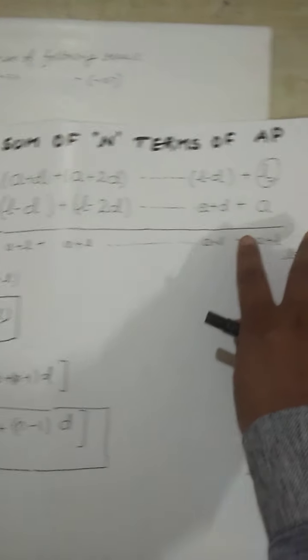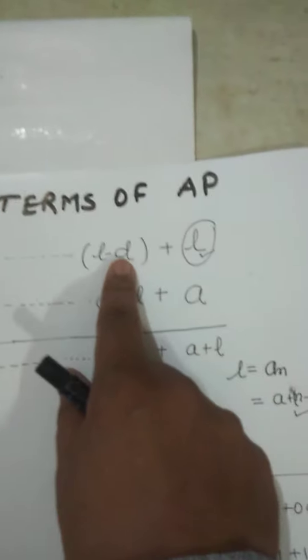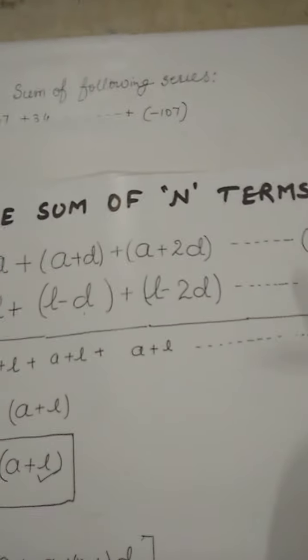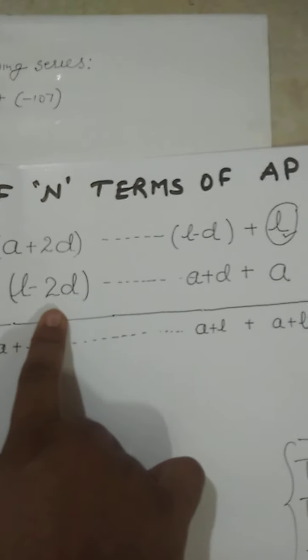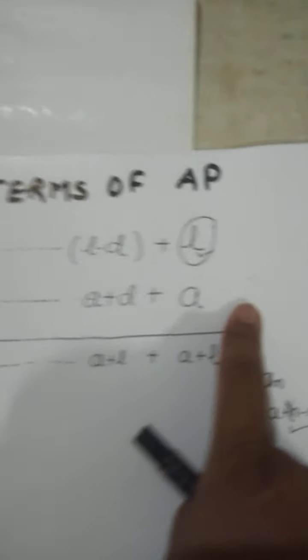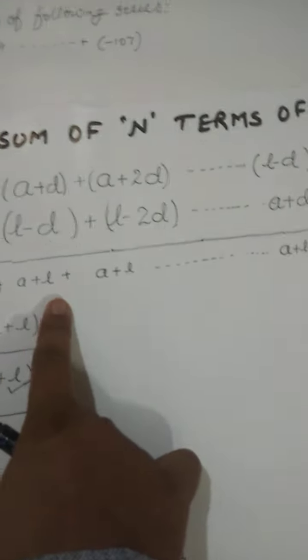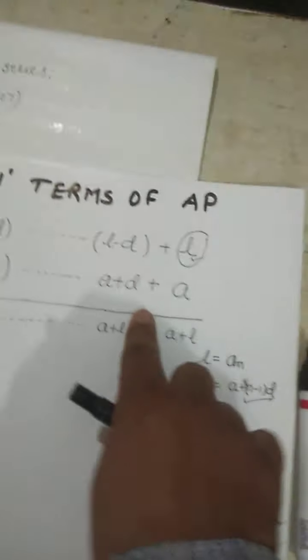How to get the formula? Sn, I am repeating, is equal to a plus d, a plus 2d, dot dot dot, second last term l minus d, and the last term l. 99 means what? 100 minus 1. Don't get confused. Now Sn is equal to l, the previous term, so I am reversing this series: l plus l minus d plus l minus 2d, dot dot dot, a plus d, a the first term. Now adding these together, 2Sn is equal to a plus l plus a plus l plus a plus l. The corresponding d minus d, plus 2d minus 2d cancel.